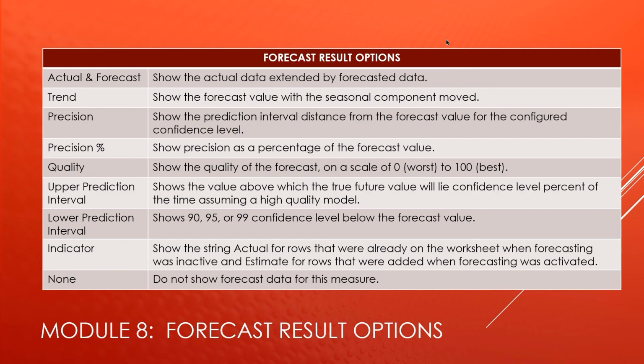The upper prediction interval shows the value above which the true future value will lie, confidence level percent of the time, assuming that you're working with a high quality model. The lower prediction interval shows 90, 95, or 99 confidence level below the forecast value. You have indicator, which will show the string actual for rows that were already on the worksheet when forecasting was inactive, and estimate for rows that were added when forecasting was activated. And then you have none, do not show any forecast data for this measure.